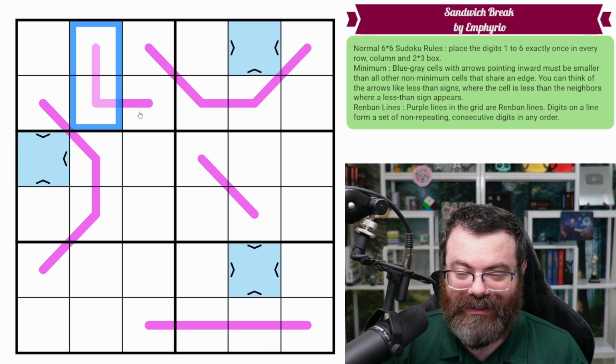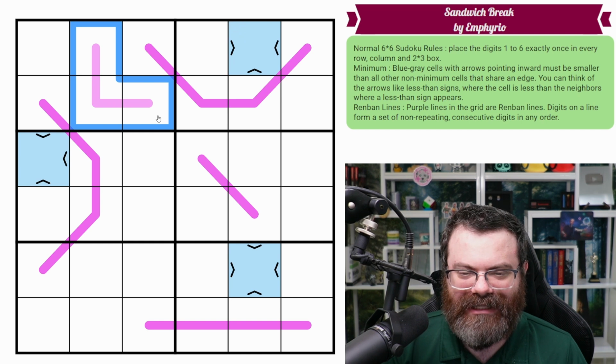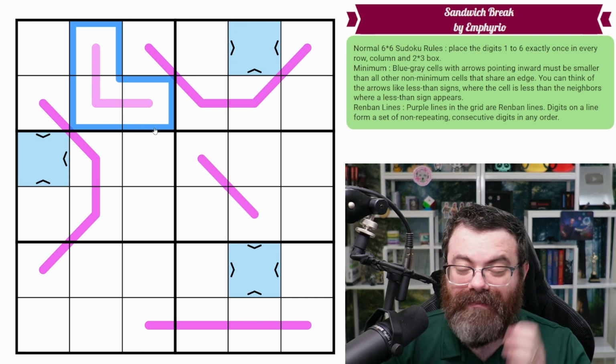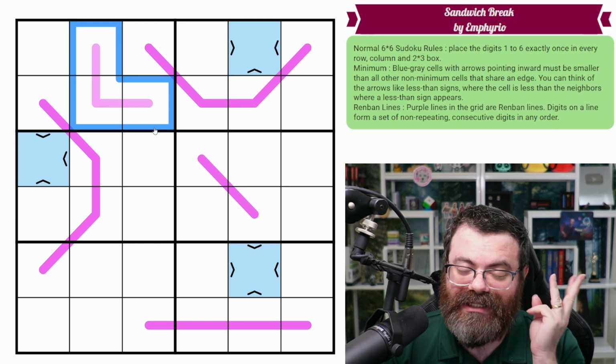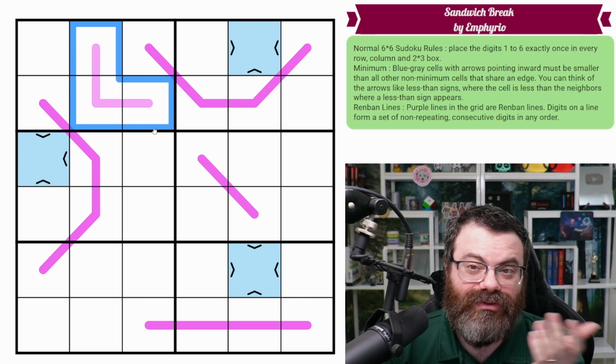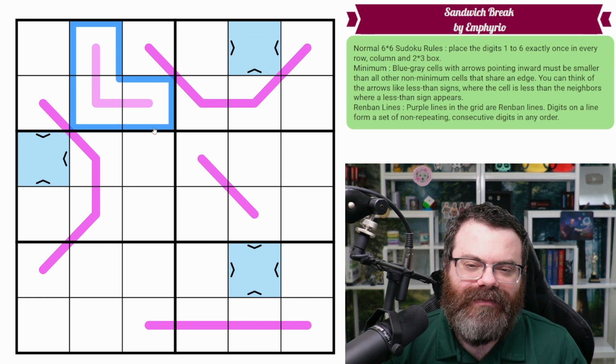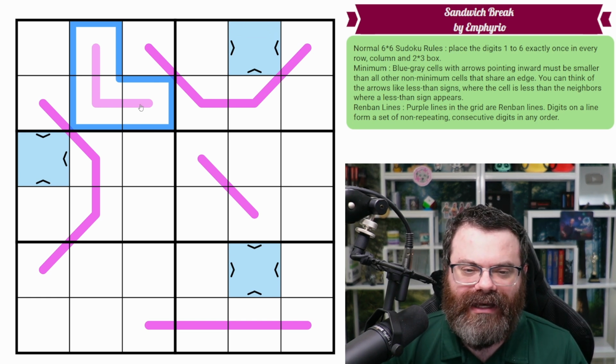We also have these purple lines in the grid. These are called Renban lines. So digits on a line form a set of non-repeating consecutive digits, but in any order. So for this line, for example, we need to pick a consecutive set of 3 digits because it's 3 in length. So let's pick 2, 3, 4. You can pick 1, 2, 3, 2, 3, 4, 3, 4, 5, 4, 5, 6. But you got to pick one of them, and then that ends up on the line in some order.